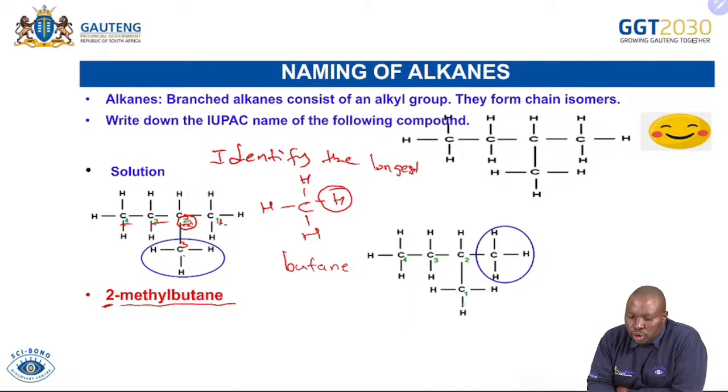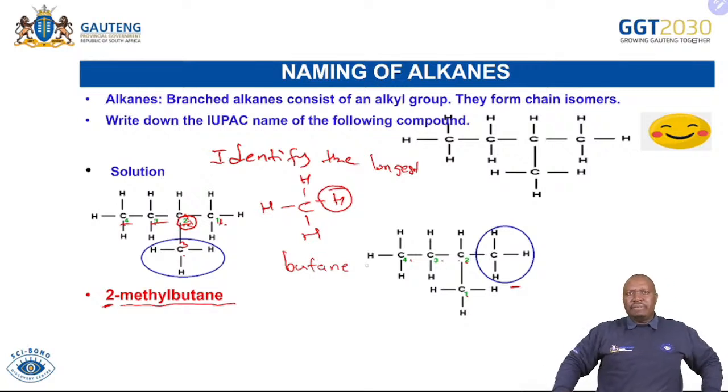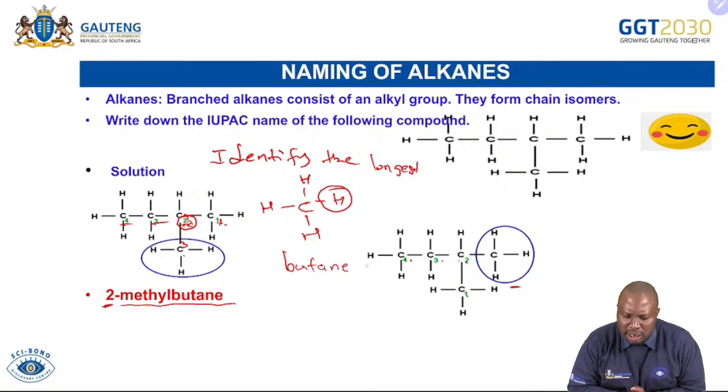And I wanted to show you as well here to say you can start numbering from here, because most of the time, our learners think that the longest chain must be the one that is straight. It can just start from here. It's 1, 2, 3, 4. This is still correct. It's still a longest chain. Then this will still be 2-methyl, because in carbon number 2 we have a methyl group there. So it's 2-methyl butane. So in your numbering, look for all the possible numberings that you can have, so that you are sure of the name that you are giving to the structure.